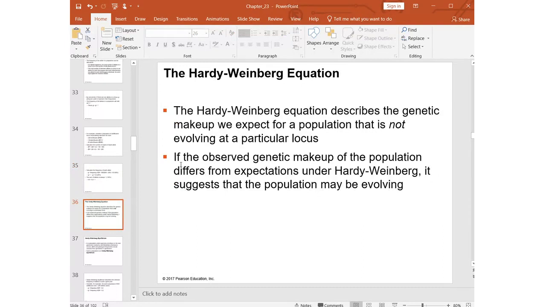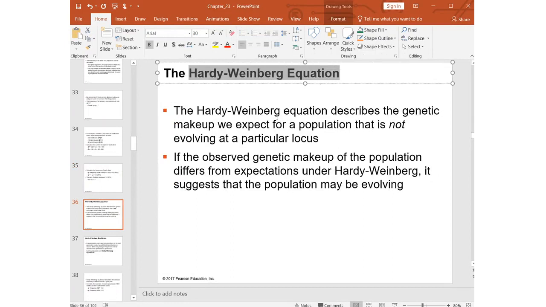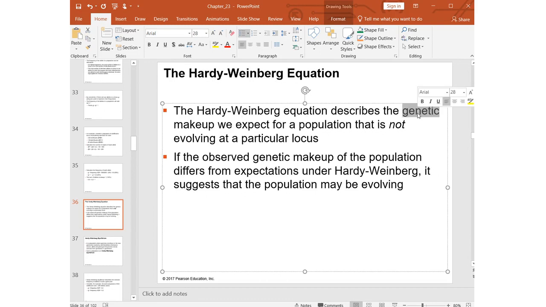So now we're going to talk about what's called the Hardy-Weinberg equation. And it's one of the most important concepts in population ecology and also population genetics. The Hardy-Weinberg equation describes the genetic makeup that we expect for a population that is not evolving at a particular locus. So it describes what the state of affairs is if a population is not evolving, in other words, not changing at a particular locus.